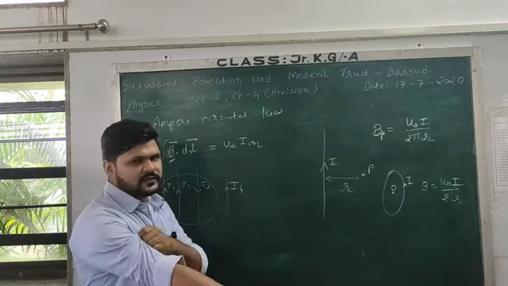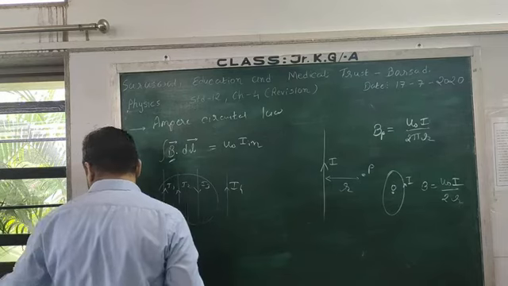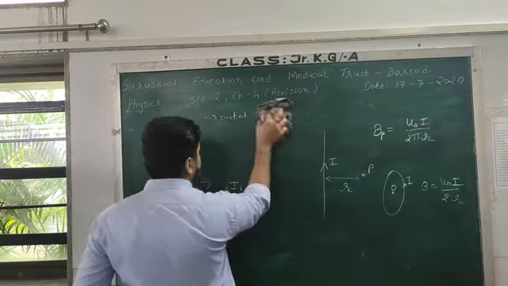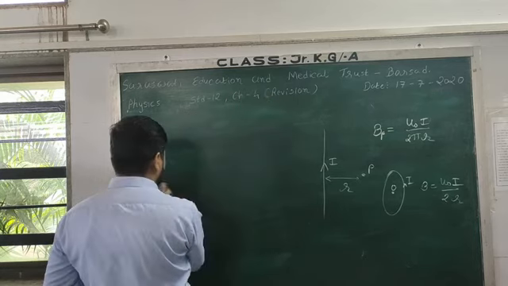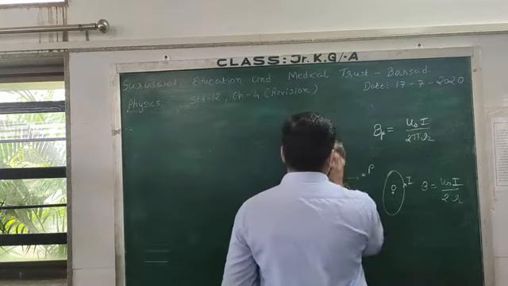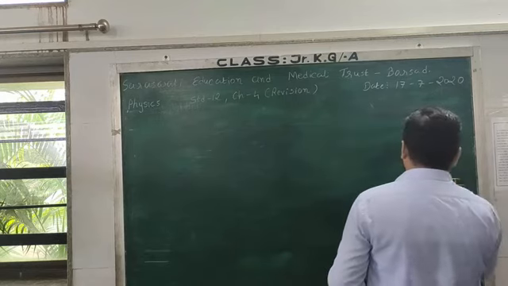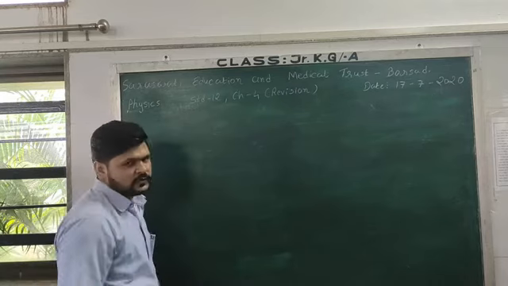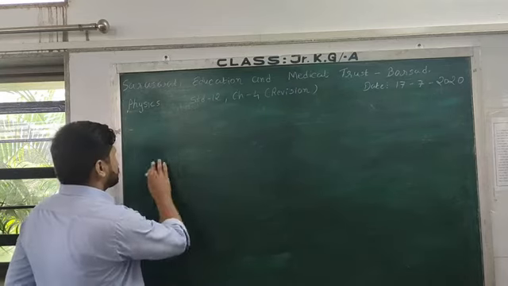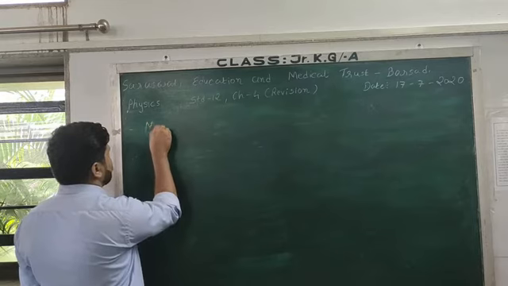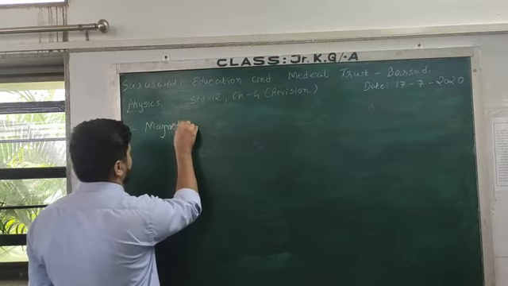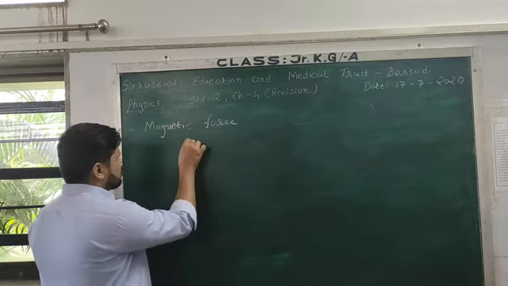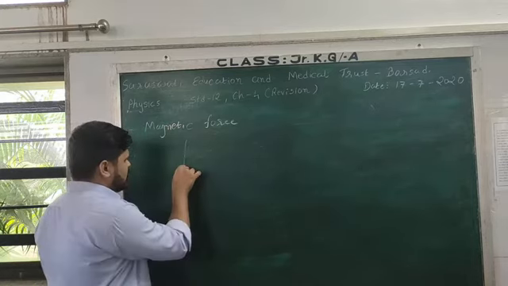Now the next topic in this chapter is magnetic force. We can find the magnetic force by 2 methods, by 2 formulas. One is magnetic force on a charge, and another is magnetic force on a current carrying wire. So suppose this is one wire, and current I is flowing.